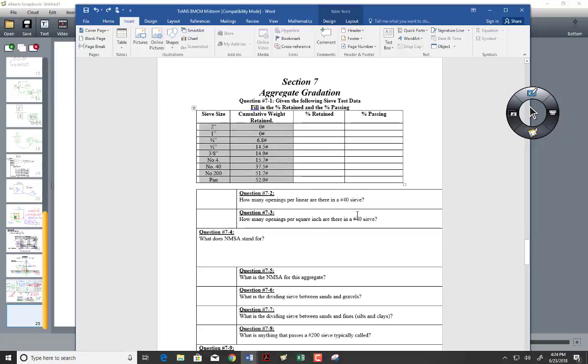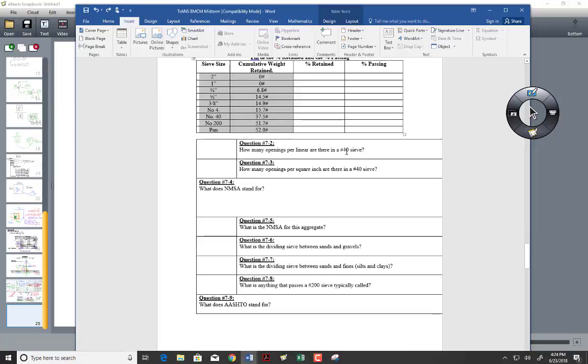So how many openings are there per linear inch on a number 40 sieve? 40, right? There's 40 openings per linear inch, which means how many openings are there per square inch? 40 times 40, which equals 1,600.